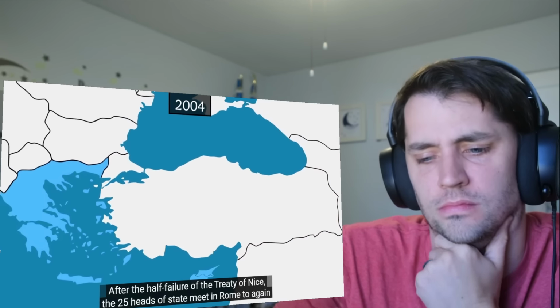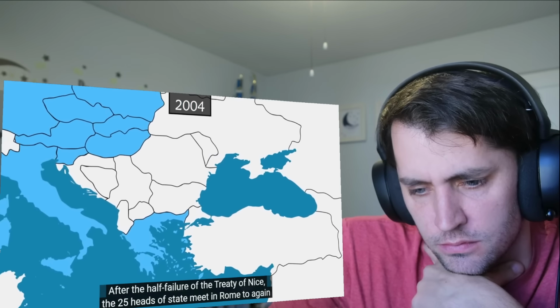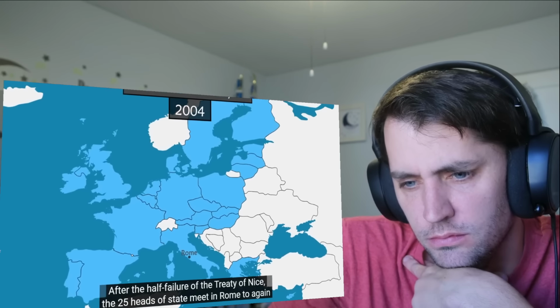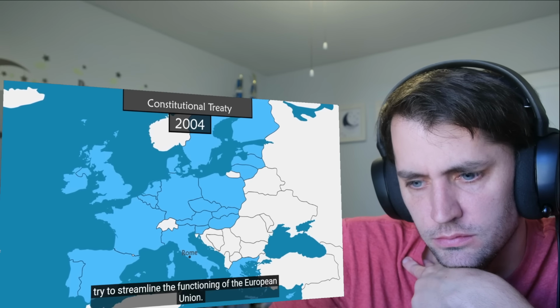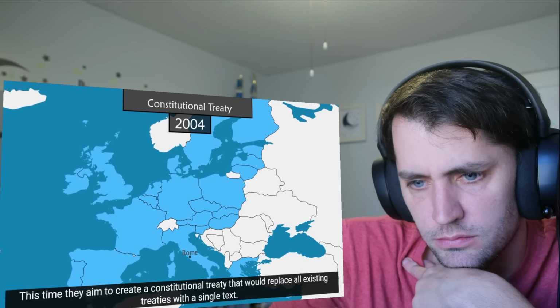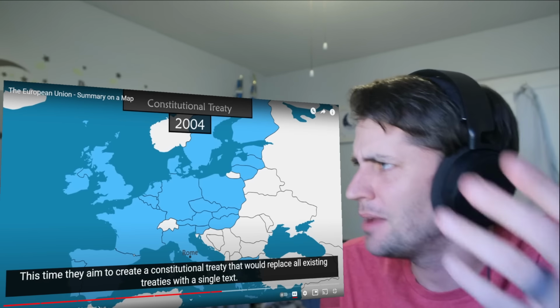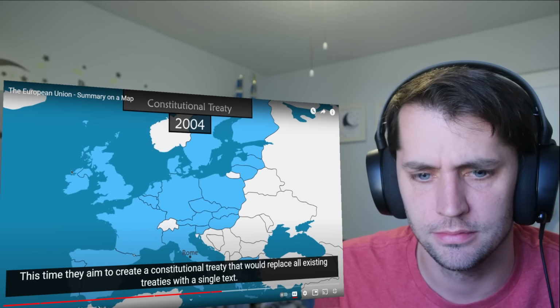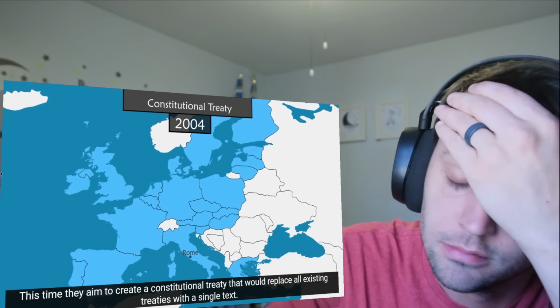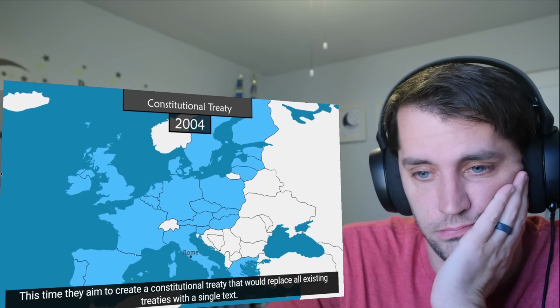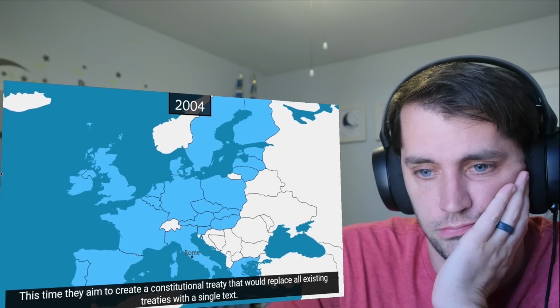After the half-failure of the Treaty of Nice, the 25 heads of state meet in Rome to again try to streamline the functioning of the European Union. This time, they aim to create a constitutional treaty that would replace all existing treaties with a single text.